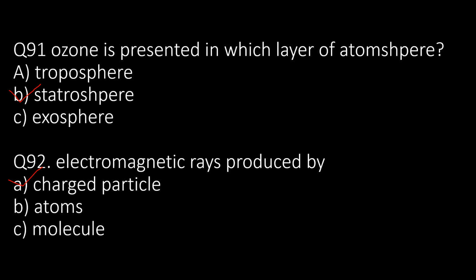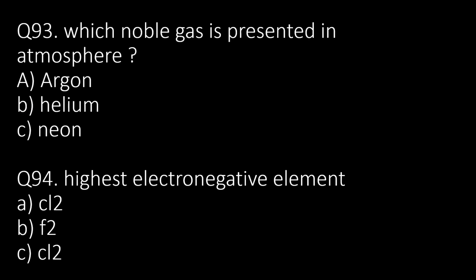Our next question is which noble gas is present in the atmosphere? And the right answer is option A, argon. Our next question is highest electronegative element present in the periodic table. And the right answer is option B, fluorine.